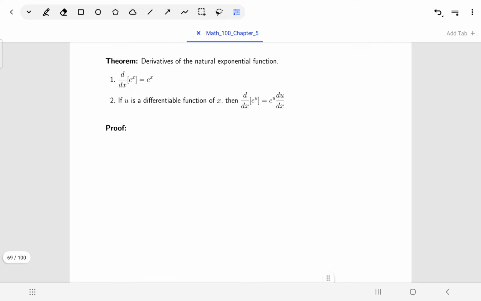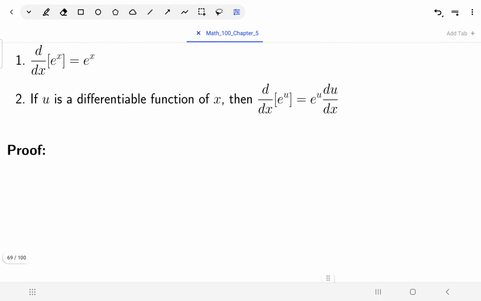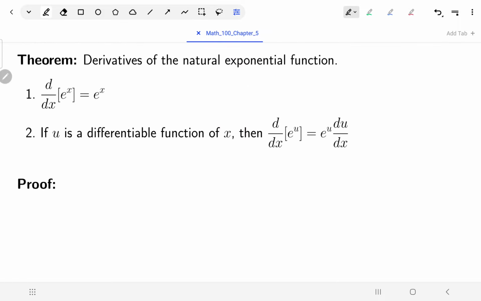Welcome back. In this section, we're now going to take a look at derivatives of the natural exponential function. So to start off with, we've got our theorem, and the theorem is telling us kind of an interesting result here: that for e to the x, its derivative is itself.